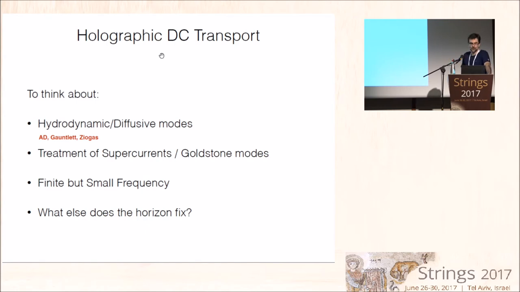But I do think that new intuition from the physics side of the problem has to be involved in order to do that. And you might also want to think about finite but small frequencies. I'm still in the DC limit of my sources. You could imagine a way that you can include finite but small frequencies into the problem. And you might also wonder what else does the horizon fix for you?